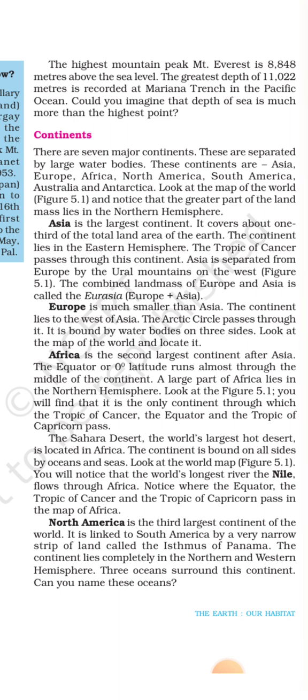Africa is the second largest continent. The first is Asia, and the second largest continent is Africa. The equator, the 0° latitude, runs almost through the middle of the continent. A large part of Africa lies in the northern hemisphere. Asia lies in the eastern hemisphere, and Africa lies in the northern hemisphere. The Sahara Desert, the world's largest hot desert, is located in Africa, and again this continent is bound on all sides by oceans and seas.